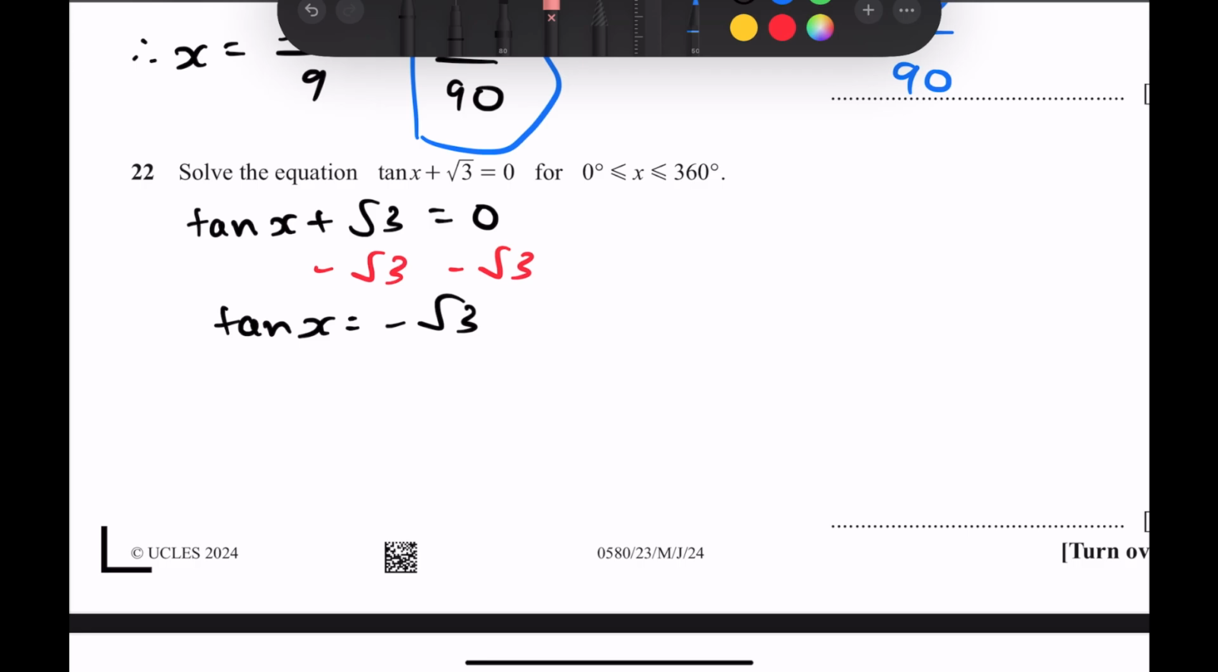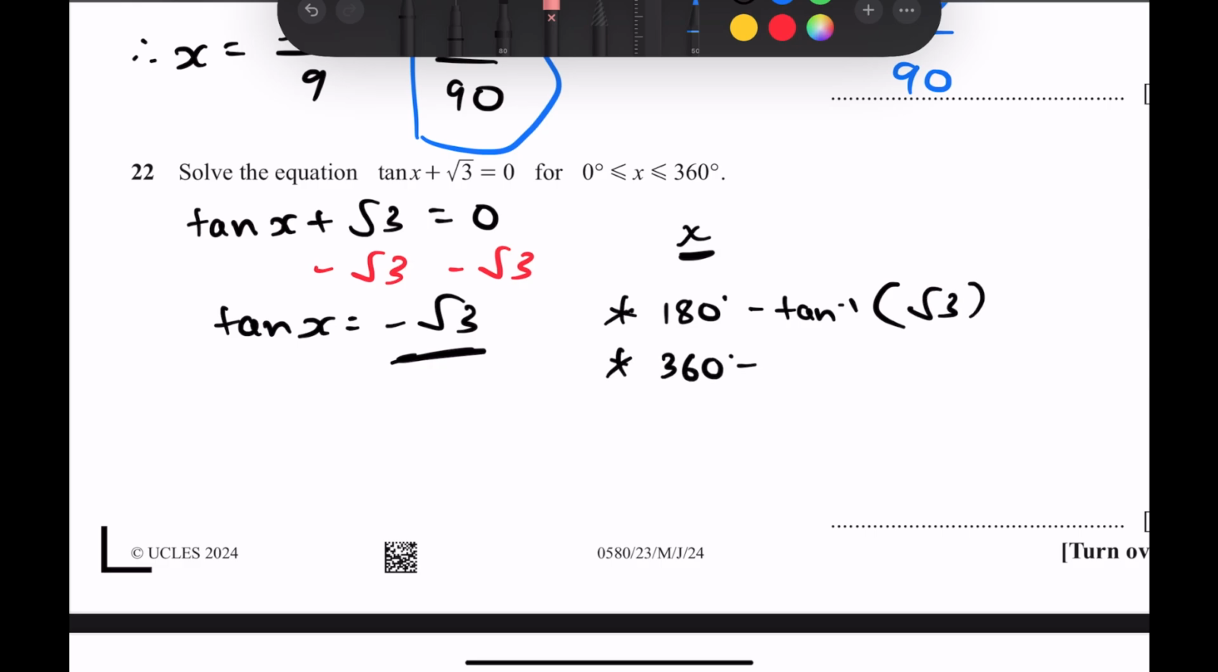So when tan x is equal to a negative value, there are two possible values of x. It's either 180 degrees minus tan inverse of the positive value of this thing over here, which in this case is positive root 3, or it's equal to 360 degrees minus tan inverse of the same thing, positive root 3. You ignore the negative sign in this case. So the two values of x are exactly 120 degrees and 300 degrees.